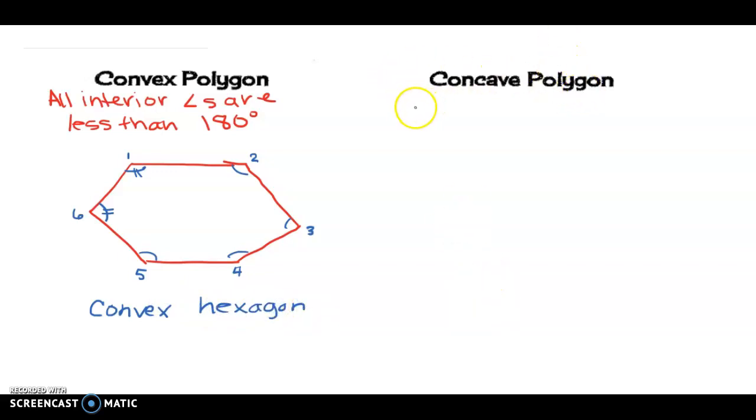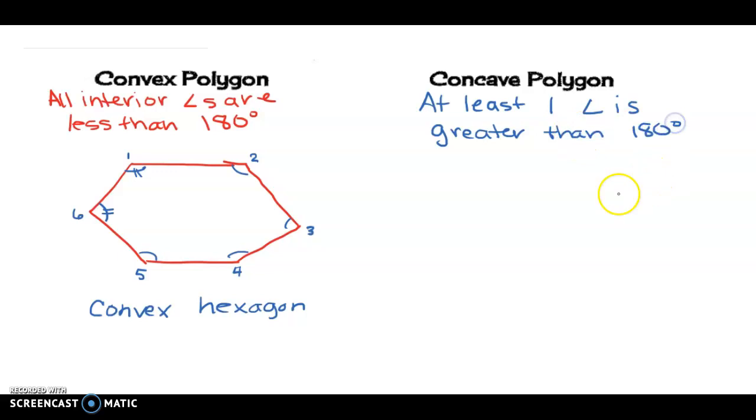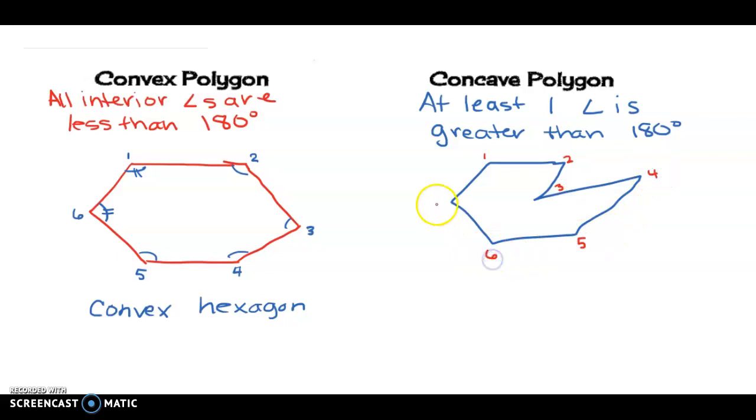Okay, concave is when at least one angle is greater than 180 degrees. So what you get is this polygon that looks like this. Once again, I'm going to count the number of vertices, or you can count the sides. 1, 2, 3, 4, 5, 6, 7.